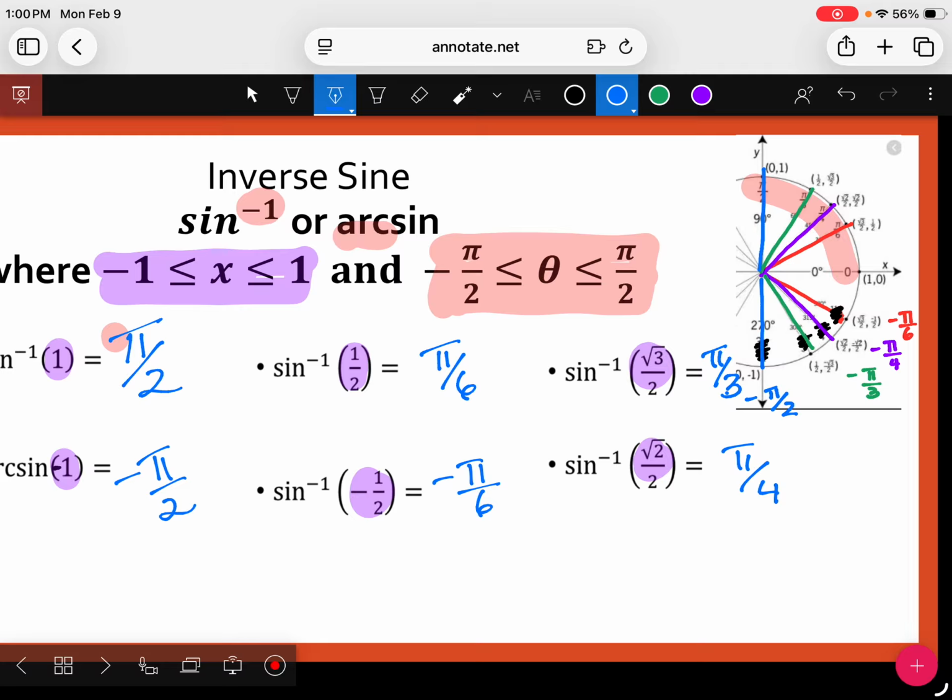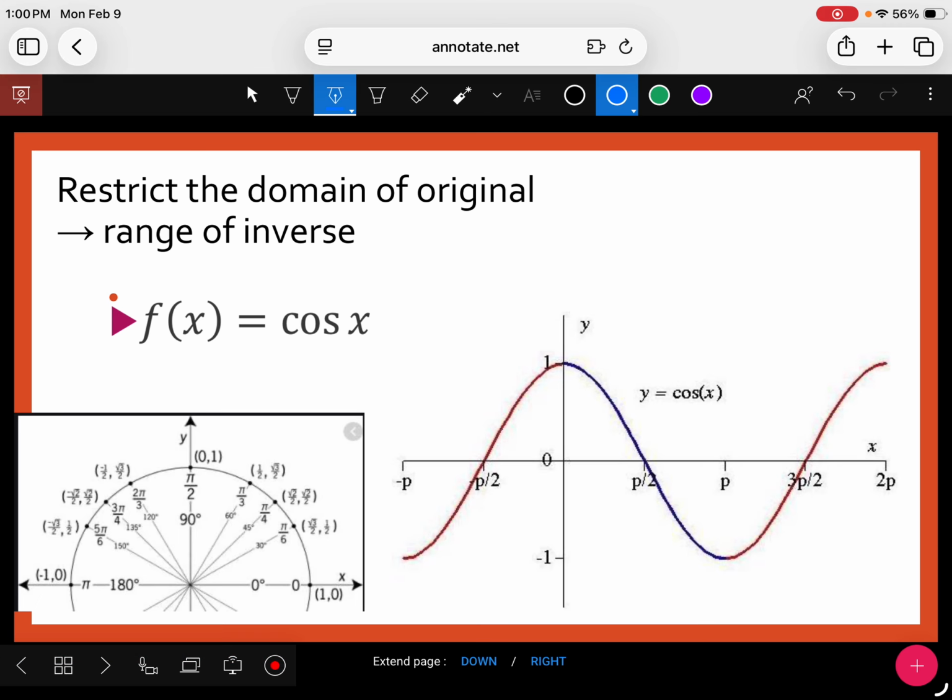Okay, so now let's talk about cosine. Cosine, the graph is a little different. So here is the graph of the parent function of cosine. If you look at between here and here, if I go from negative pi over 2 to positive pi over 2, for cosine, that wouldn't pass the horizontal line test. So I can't use the same area of the graph.